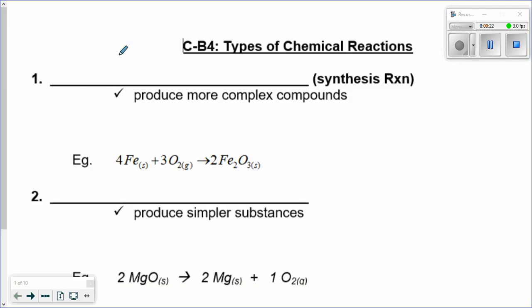So we're going to talk about 5 basic reactions that you will see in high school chemistry. One of the first ones that we're going to look at is called a formation reaction. It's also sometimes called a synthesis reaction. RXN is just a lazy way of writing reaction.